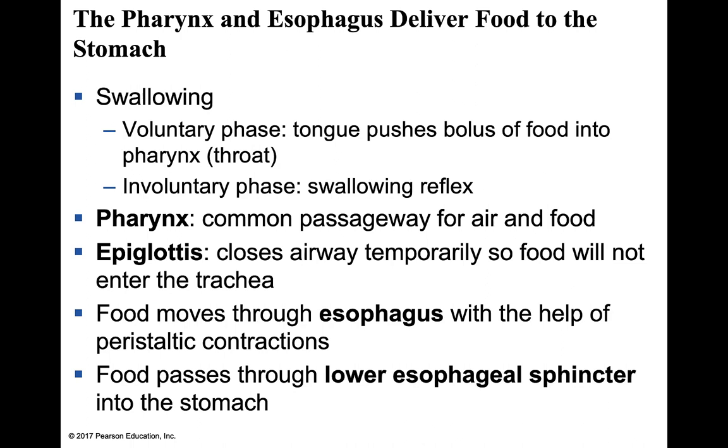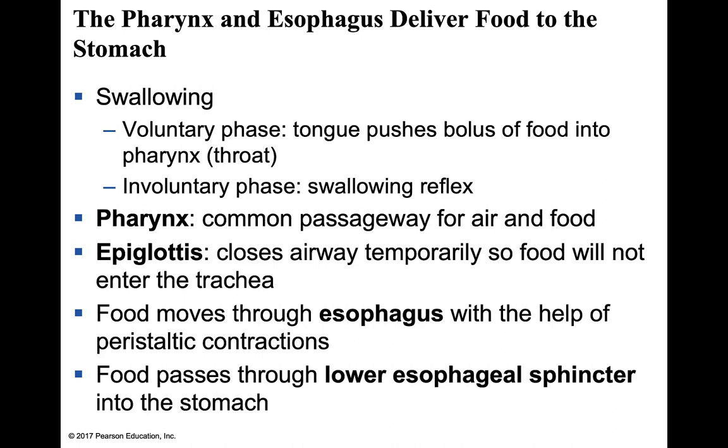Now, the pharynx and esophagus, those are two structures that are responsible for delivering food to the stomach. Previously, we saw that the pharynx also makes up part of the respiratory tract. Now, when we look at swallowing, we'll take a look at this reflex. So there's various parts. Some are actually voluntary, and this is the part where the tongue pushes the bolus, and that's what we call the masticated contents. So after they've been chewed, basically they form a bolus, and that gets moved into the pharynx or the throat.